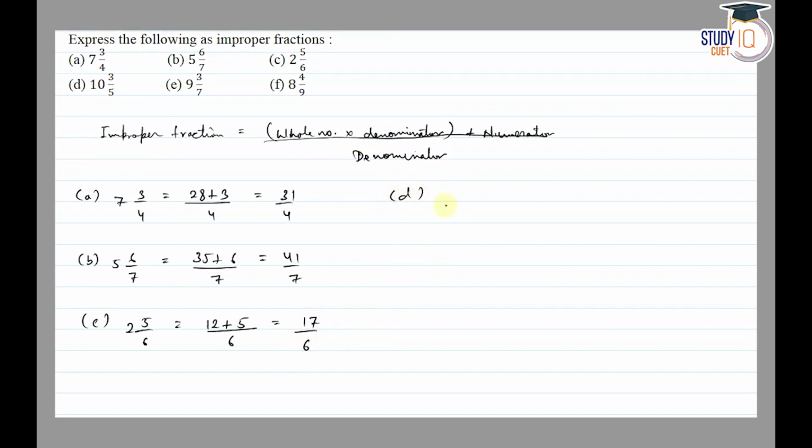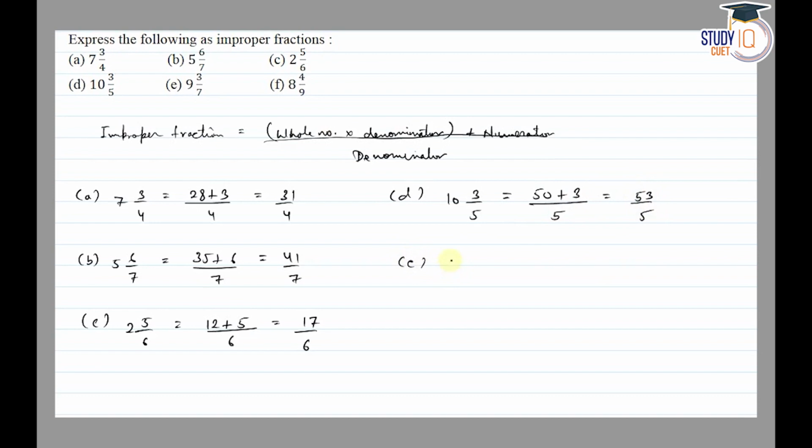Part D is 10:3/5. So whole number into denominator. 10 into 5 is equal to 50 plus numerator is equal to 3 upon denominator is equal to 5. So हो जाएगा 53 upon 5.